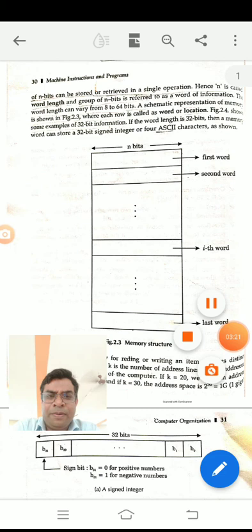The word address starts from 0, 4, up to 2 to the power of k minus 4, where k is the number of address lines. The byte address starts from 0 1 2 3, and next 4 5 6 7, then 2 to the power of k minus 4, 2 to the power of k minus 3, 2 to the power of k minus 2, 2 to the power of k minus 1. There are 4 bytes in a word.